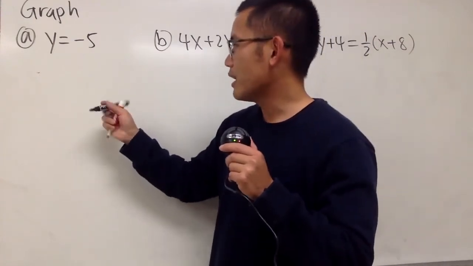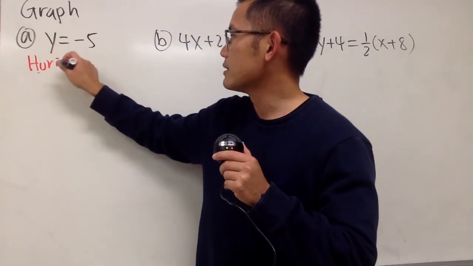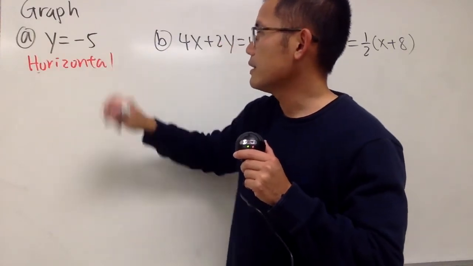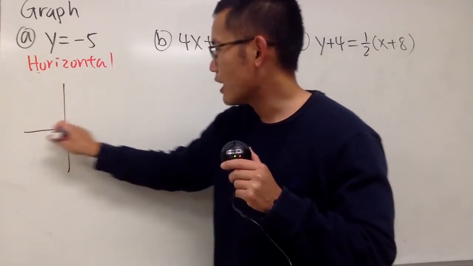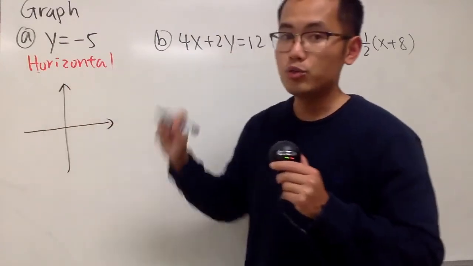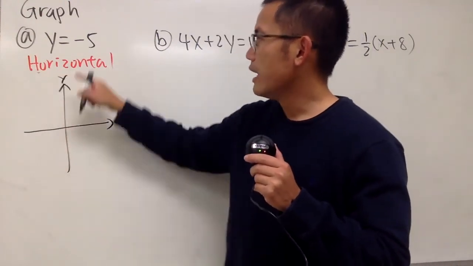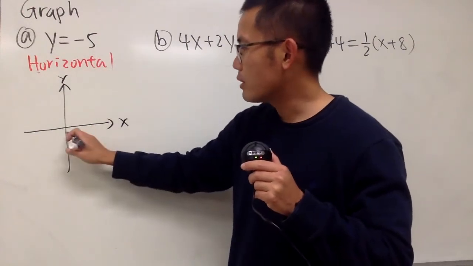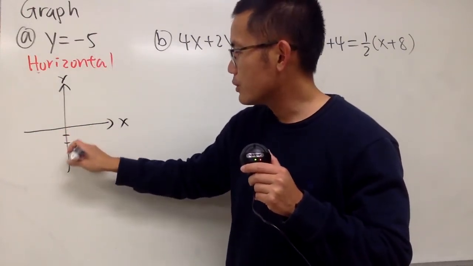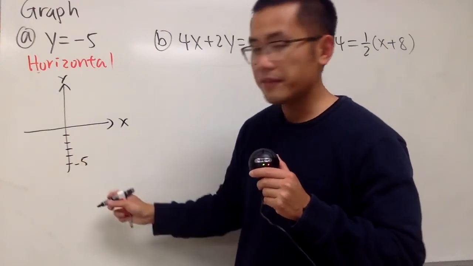So this is right here. I'll just write it down for you guys. This right here is a horizontal line situation, right? And then the slope is equal to 0. And all we have to do is go to the graph paper. And this is how I like to remember it. Here is the x-axis, here's the y-axis. And when we have y is equal to just a number, you go down to that number, which is 1, 2, 3, 4, 5, down below. So here is the -5, yeah?